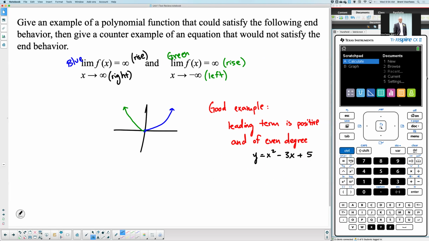Okay, what's an example of a bad one? We'll throw out a few bad examples. What are some bad examples? Or the counter, if you will. What are things that would not work? An odd power. So x to the 7th power. That would not work. What's another one that would not work?